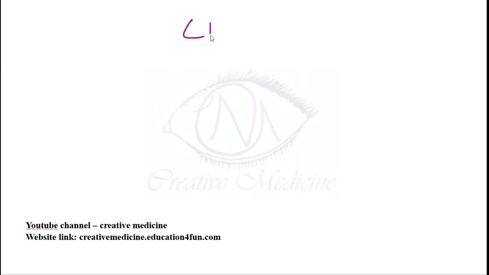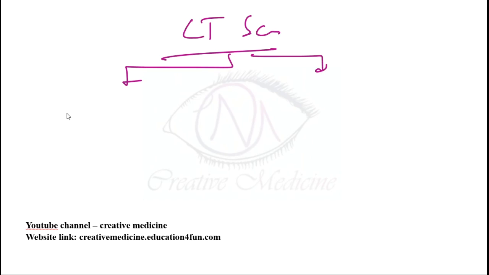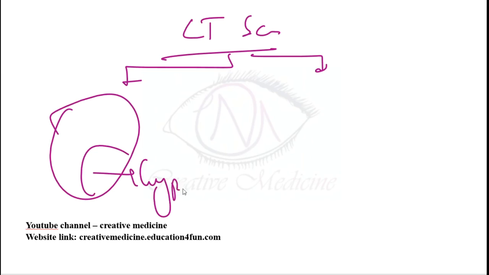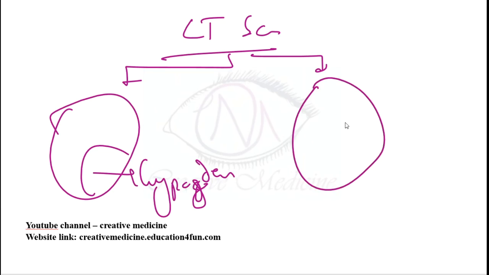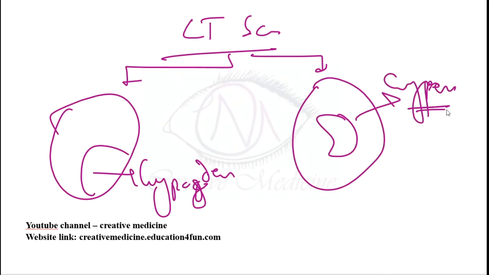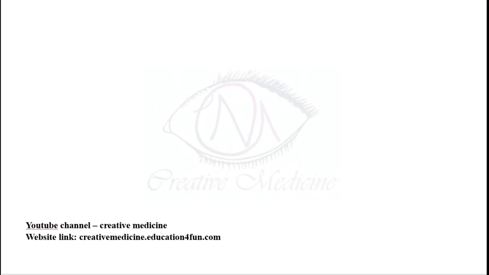Now in CT scan two things can occur. You can either see hypodensity at an area, or you can see hyperdensity at some place. If there is hypodensity, then it is ischemic stroke. If there is hyperdensity, then it is hemorrhagic stroke. First, if there is ischemic stroke.